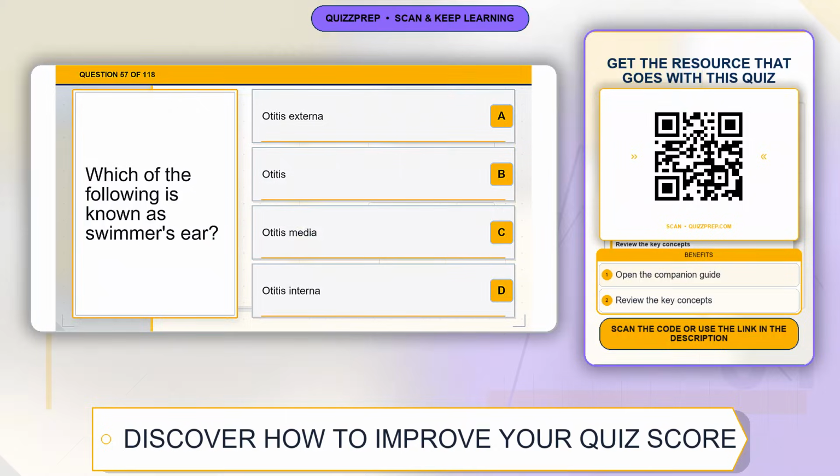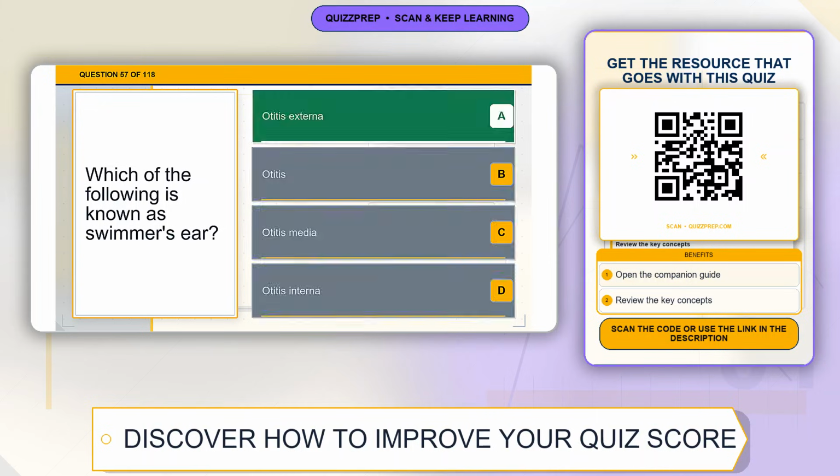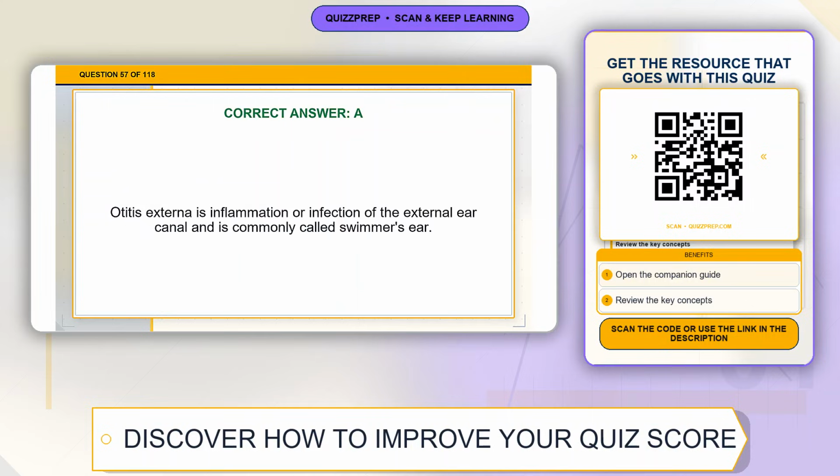Question 57. Which of the following is known as swimmer's ear? Option A, otitis externa. Option B, otitis. Option C, otitis media. Option D, otitis interna. The correct answer is option A, otitis externa. Explanation. Otitis externa is inflammation or infection of the external ear canal and is commonly called swimmer's ear.